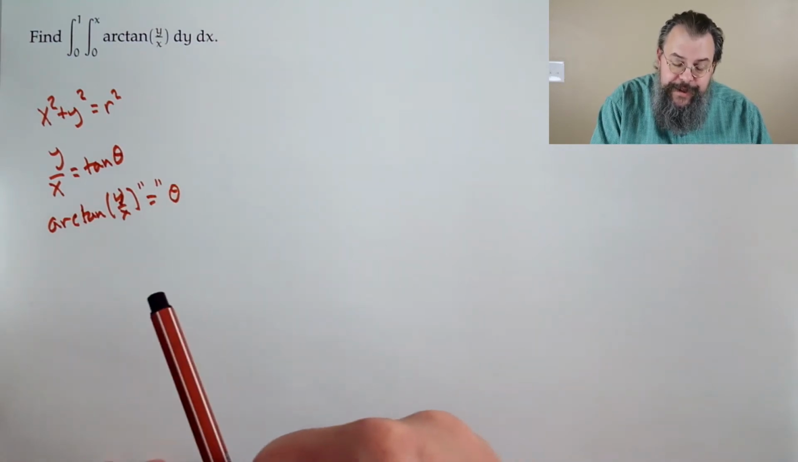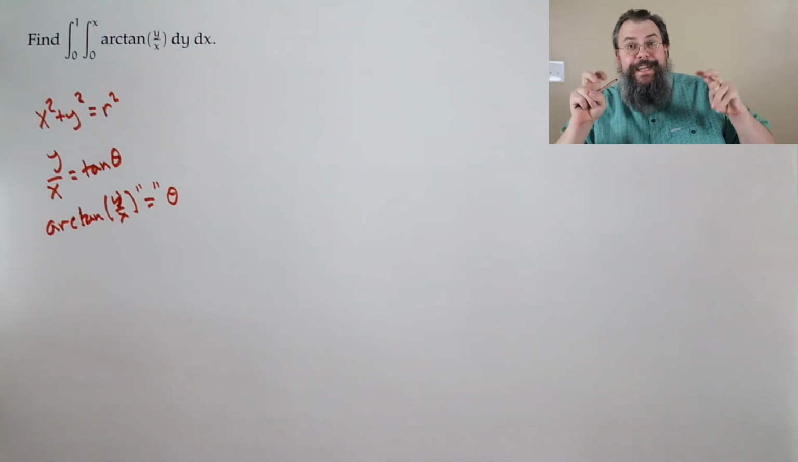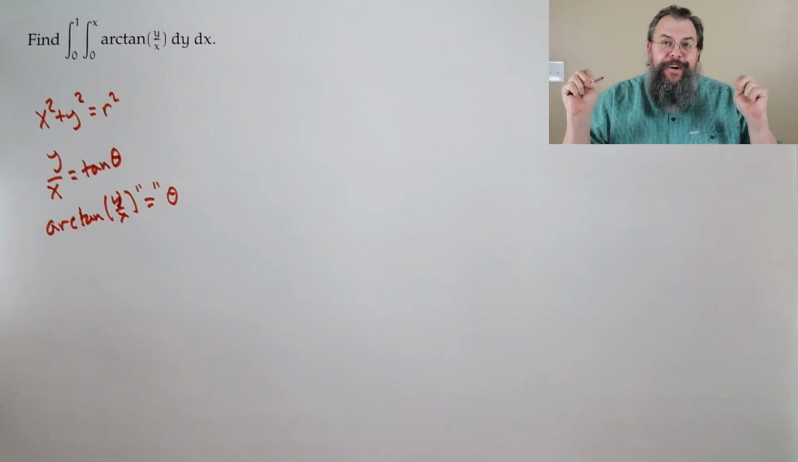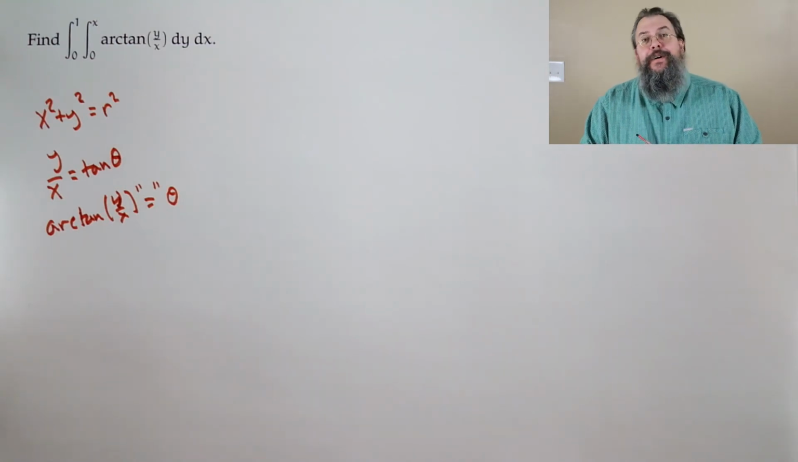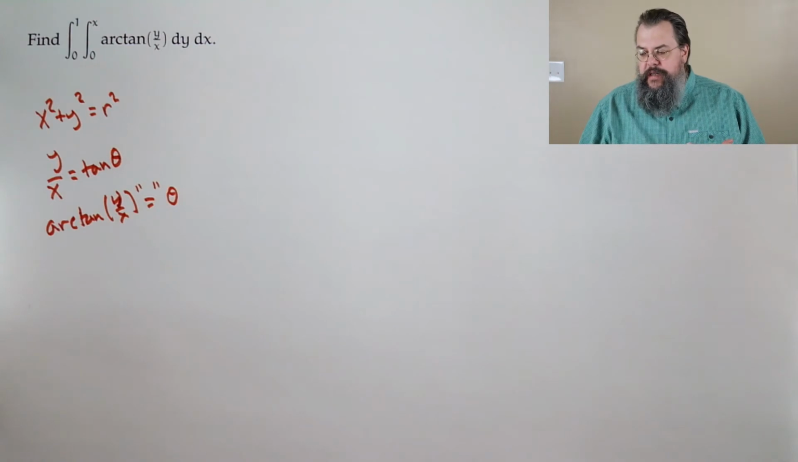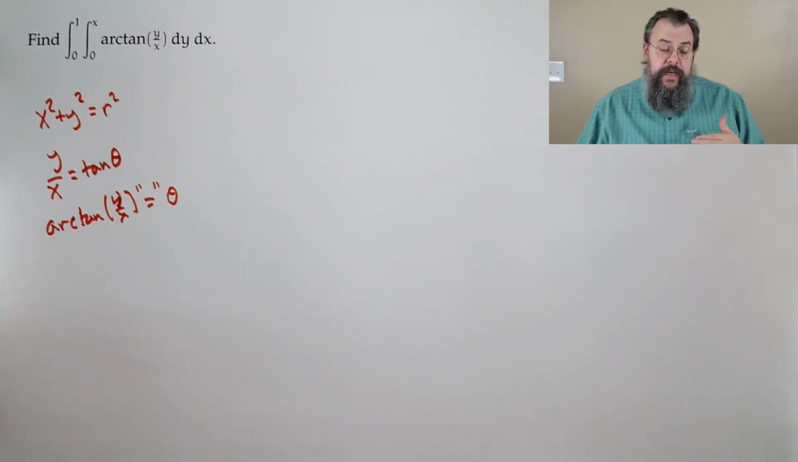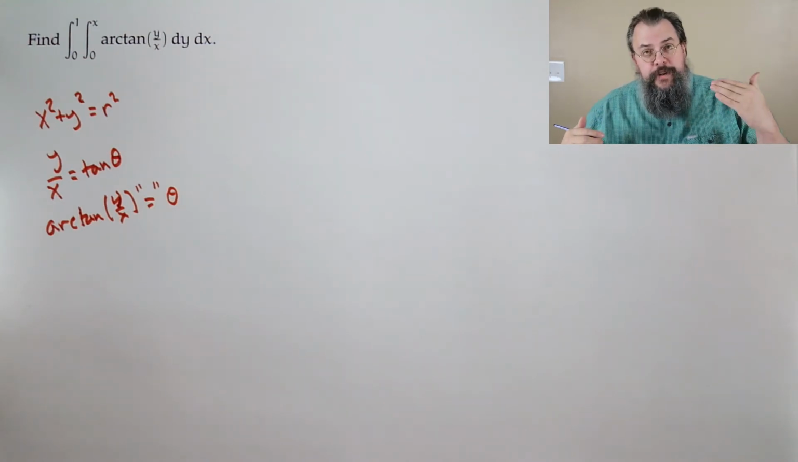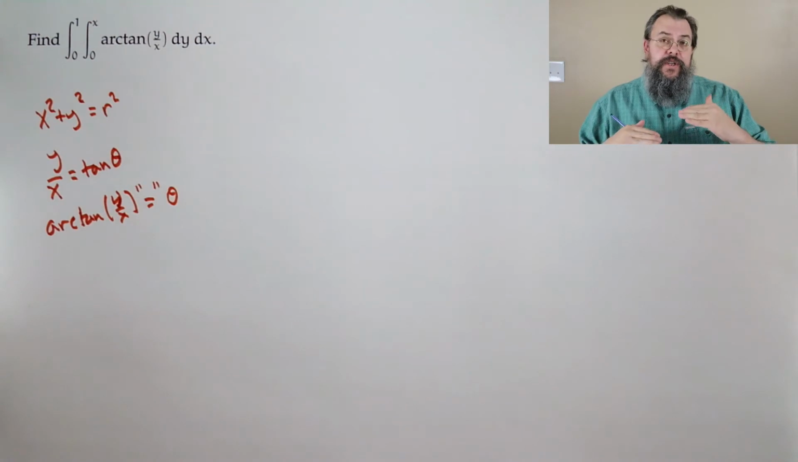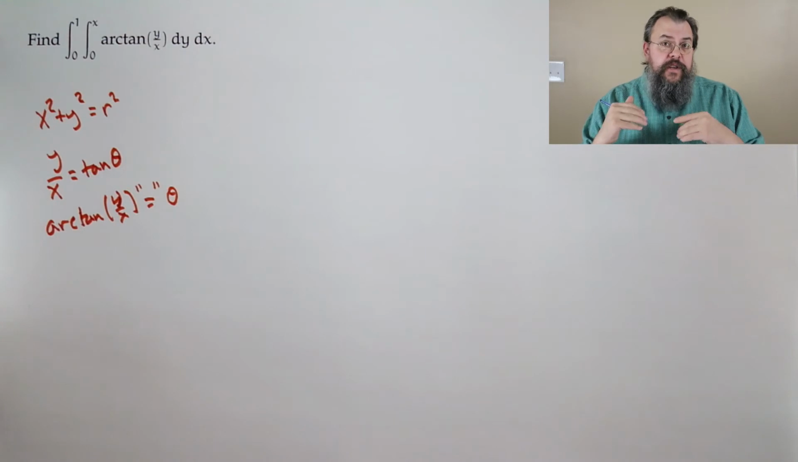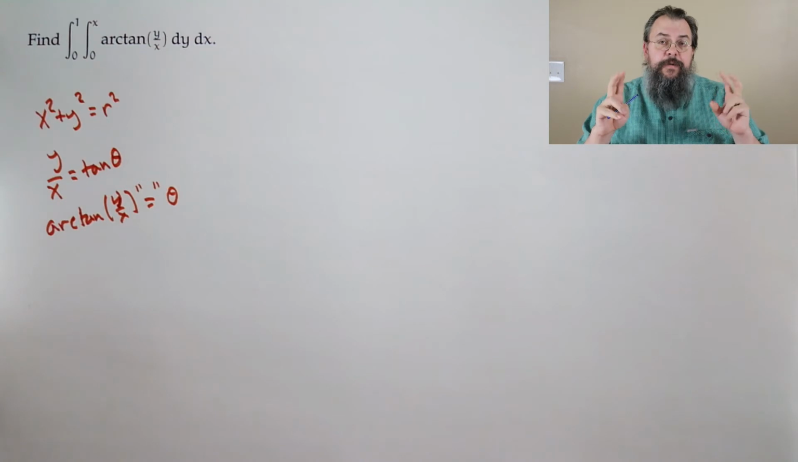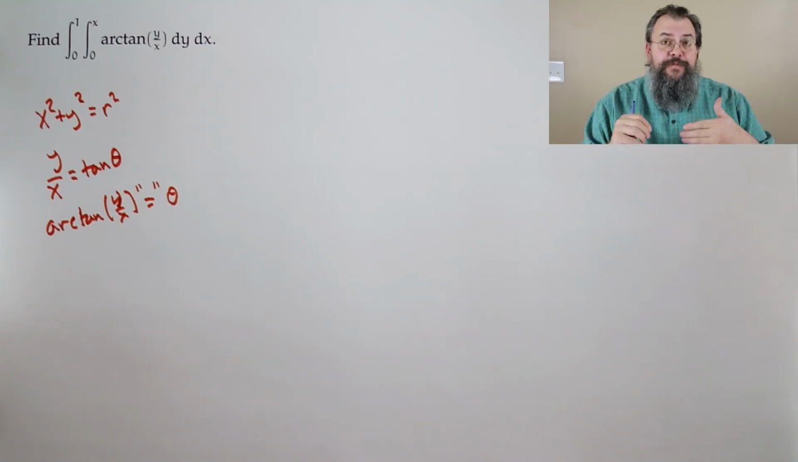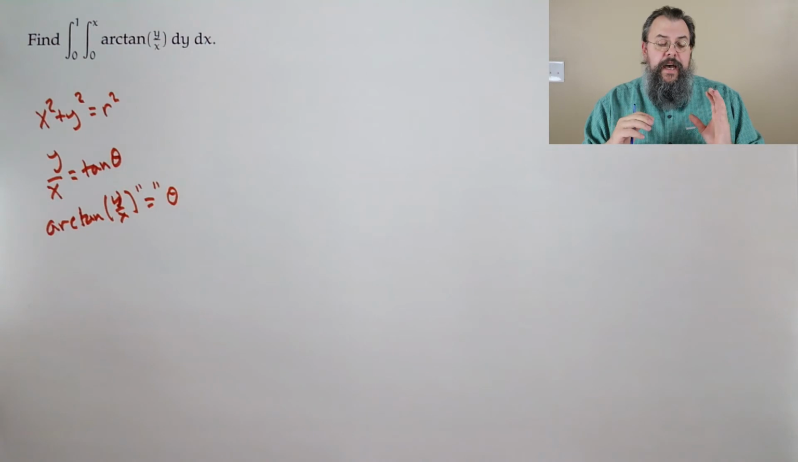You might notice we put some quote marks. Now you're probably like, wait, why are you doing that? The reason we put quote marks in there is you have to be careful. Arctangent of y over x is theta if we interpret it in the right way. The arctangent function only returns values between negative pi over 2 and pi over 2. But theta, of course, can go at any angle. So when we say it's equal to theta, it's really theta plus some multiple of pi. So you have to be careful.